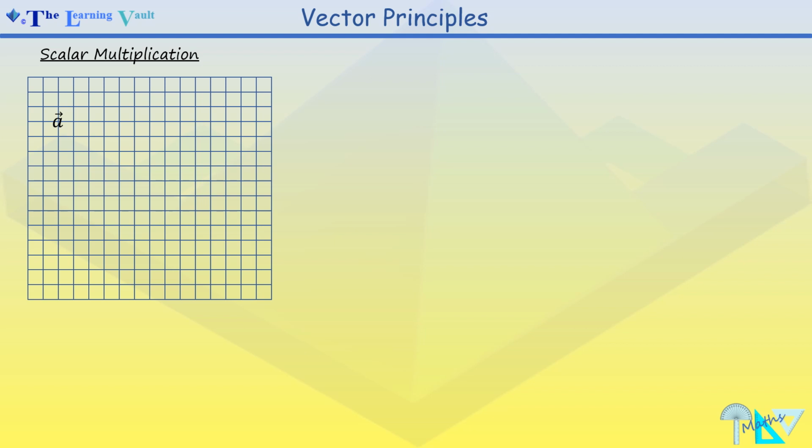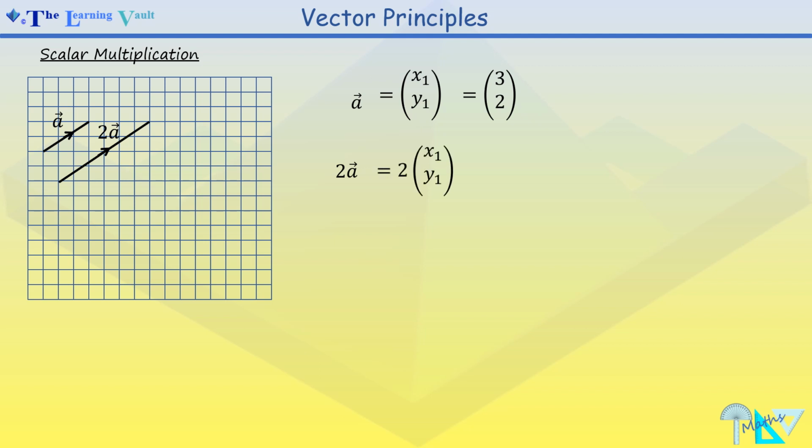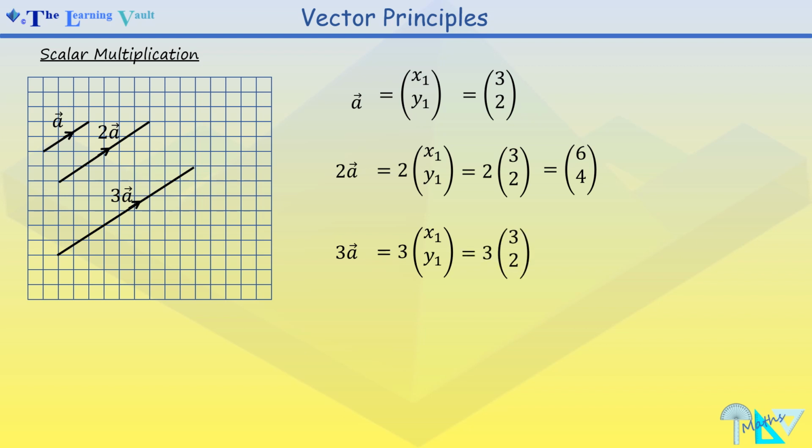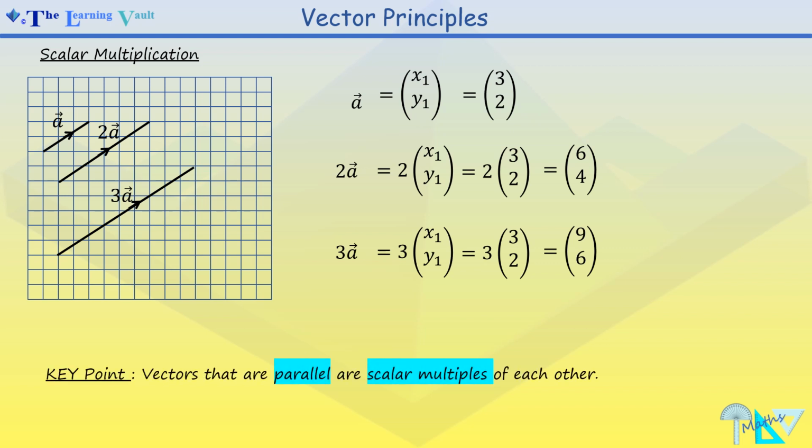Further views on scalar multiplication. We have vector A given as a column vector of x1, y1. In this case, it is column vector of 3 and 2. Our 2A, since it's a scalar multiplication of 2, we know that 2A is 6 and 4. Now our next vector, which is 3A, is a scalar multiplication of 3, so the vector 3A is 9 and 6. Remember, vectors that are parallel are scalar multiples of each other.